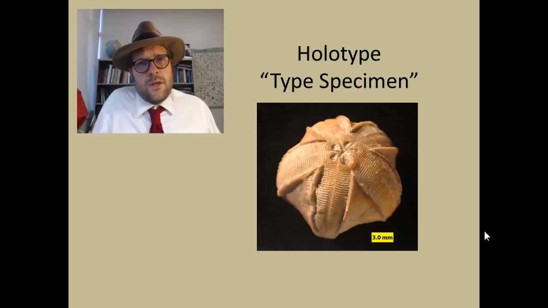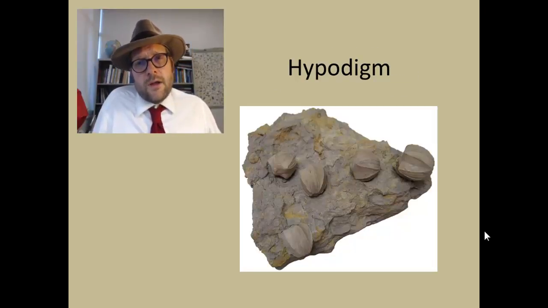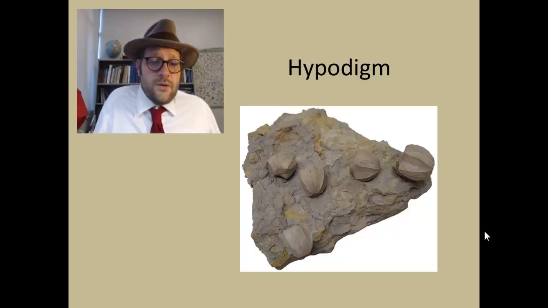The holotype is going to be the specimen that everybody's going to come to look at to determine if they have a new species and to distinguish that species. So you need to designate a holotype, a new specimen. You may also have a number of other specimens, maybe from the same locality, and you can group those with the holotype into what's called a hypodigm.